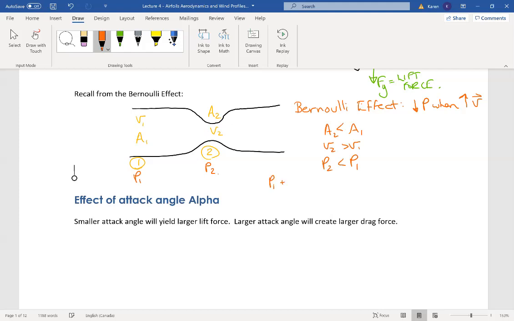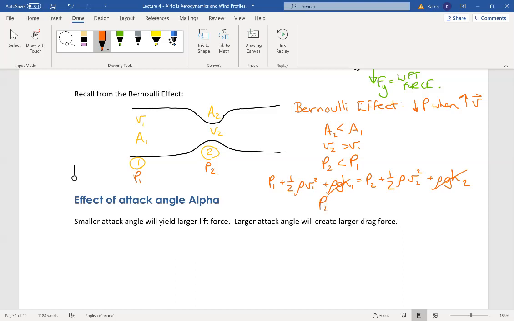So it was P1 plus 1/2 rho V1 squared, so the pressure plus the kinetic energy, plus the rho g h, which is the potential energy, is equal to the pressure plus the effect of kinetic energy plus the effect of potential energy at the second location. There's no difference in height, so the potential energy term goes away.